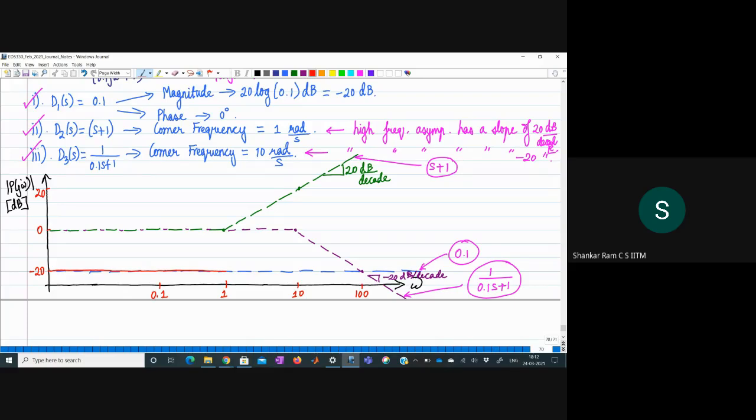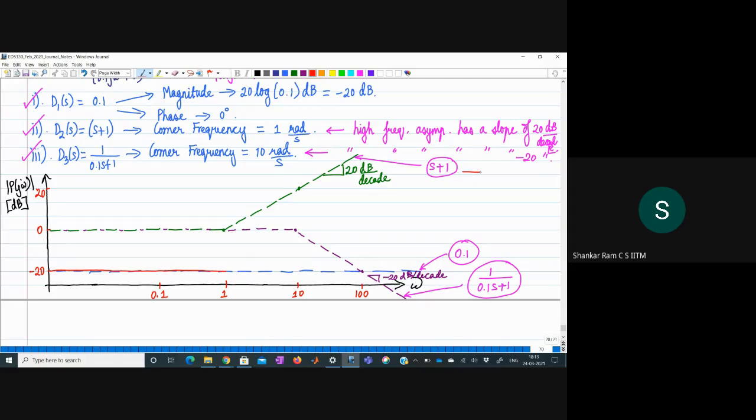Because the contribution from the factors s plus 1 and 1 by 0.1 s plus 1 will be 0 decibels, right? So till the frequency of 1 radian per second, the magnitude contribution will be only minus 20 decibels, right? So that will come only from the factor of 0.1. All right. Okay. So now what will happen?